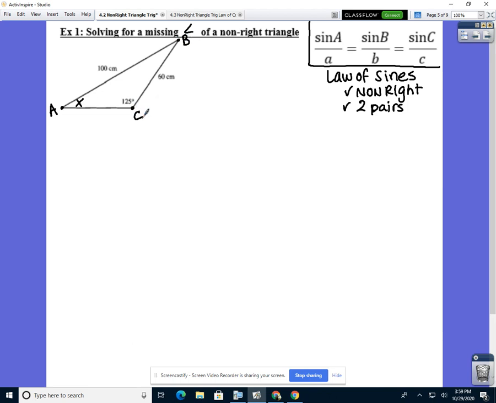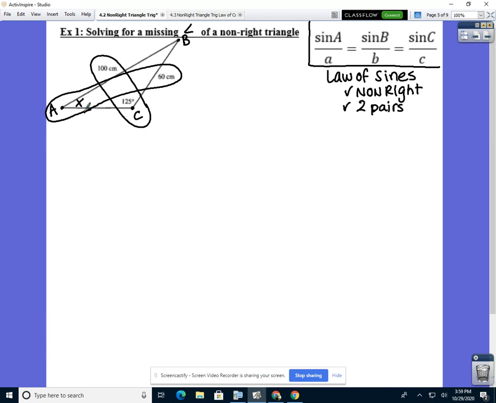I see there are no right angles, so that's good, it works. And then I see, are there two pairs? So the first pair I see is this C pair, right? 125 degrees matches up with 100 centimeters, so that's my first pair. And then I see what I'm looking for is the second pair. So by the A, this X is going to be matched with that 60 centimeters. That's the side that's across from that angle.